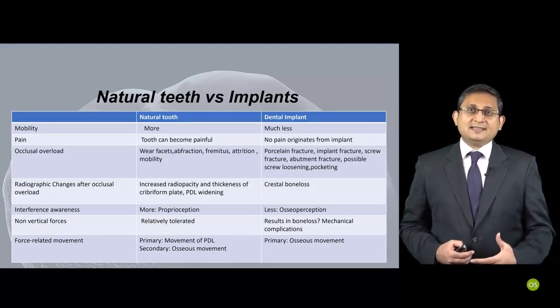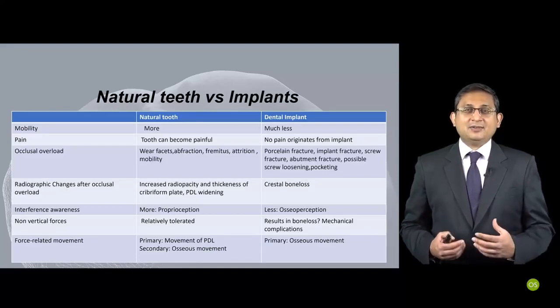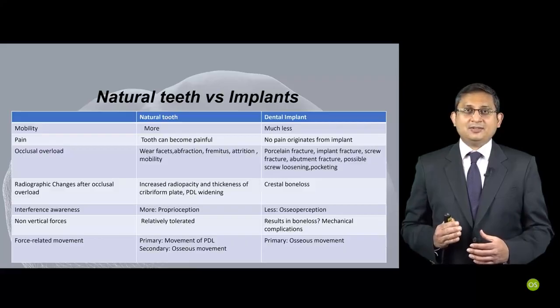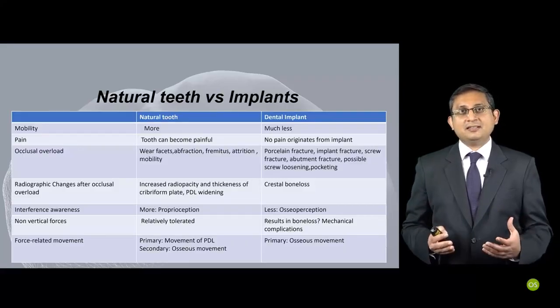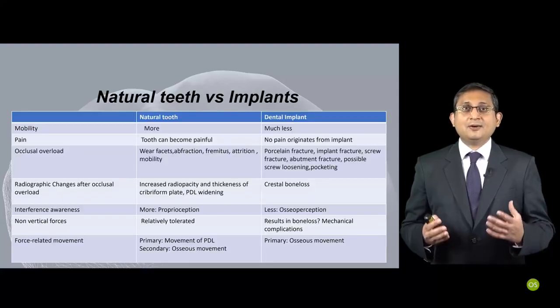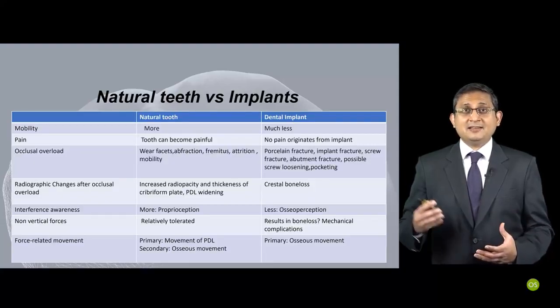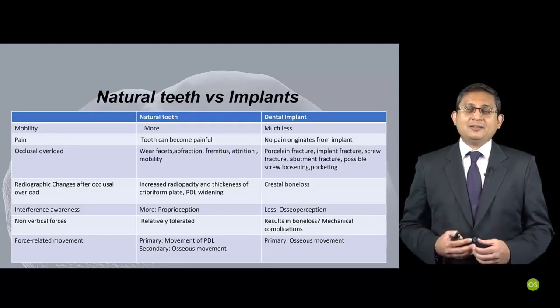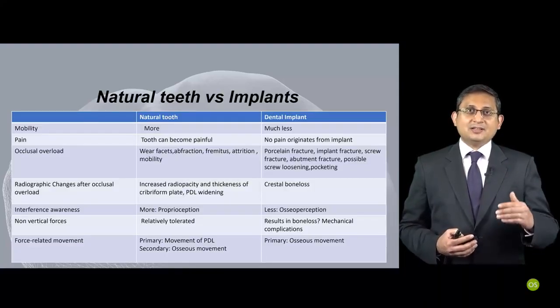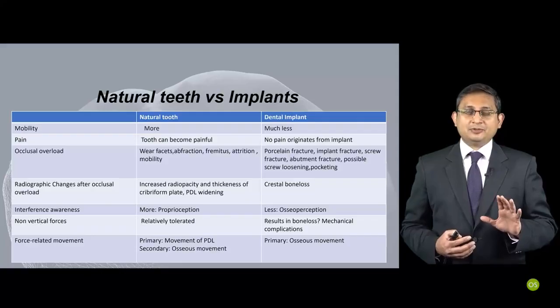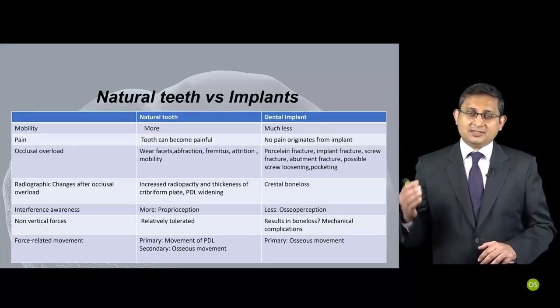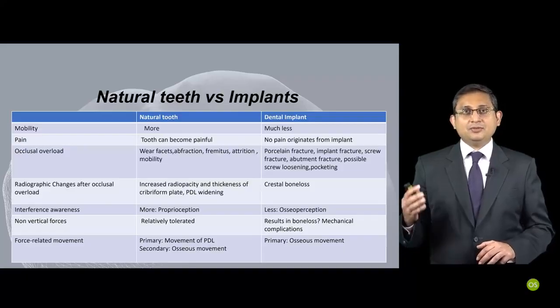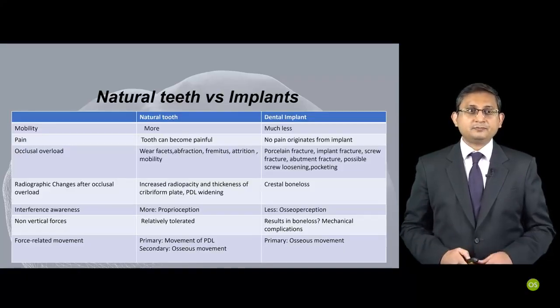The other thing you can see is mobility. Teeth have more mobility than implants. Implants have less mobility. What is the reason for that? Obviously, you have a periodontal ligament around the teeth, whereas the implant is fused to bone. The consequence is that when you apply force, teeth can absorb a little bit of force because of the mobility, whereas with implants, all the force communicates directly through the prosthesis to the bone.